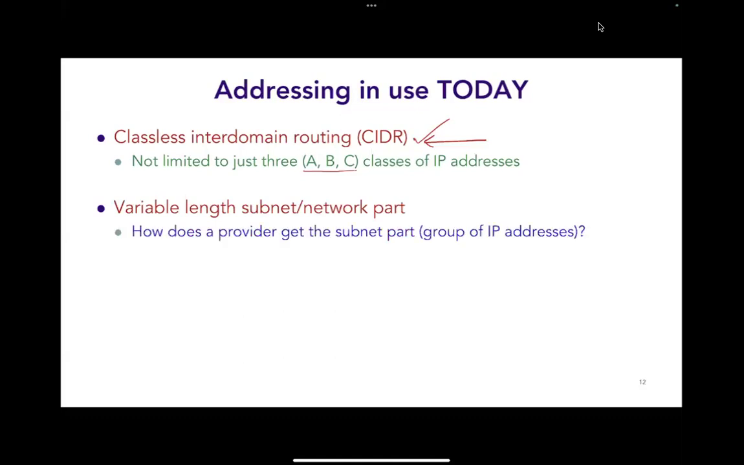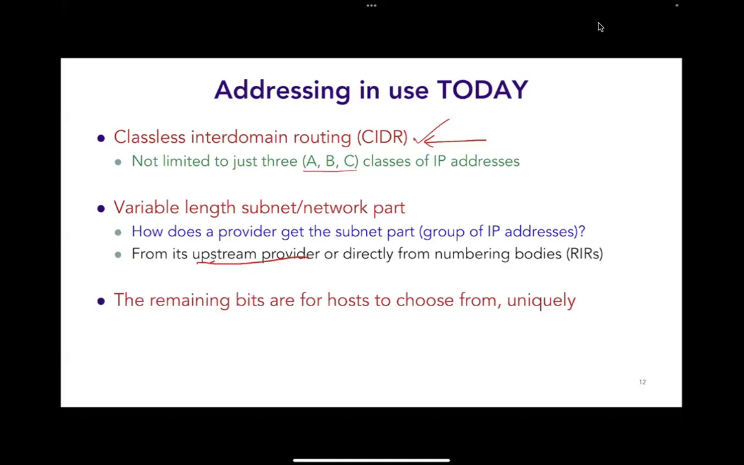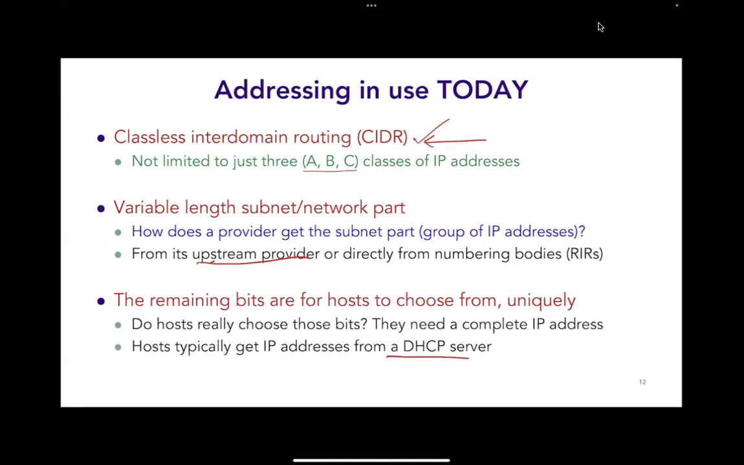How does the provider get this subnet part? That means the group of IP addresses. It will get it from its upstream provider. The upstream provider will provide that, or it can also get it directly from the numbering bodies. The remaining bits are for the hosts to choose from uniquely. But the hosts are not going to choose it themselves unless you statically configure the IP addresses. Normally, you will get the IP address from a DHCP server, and the DHCP server will know that this particular host in a particular location should get this IP address so that it can be aggregated with other similar kinds of IP addresses.